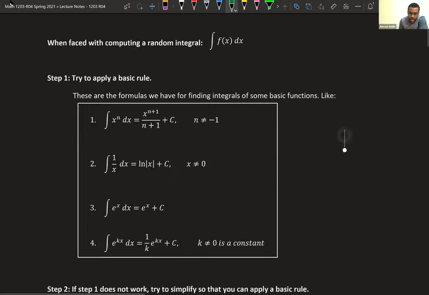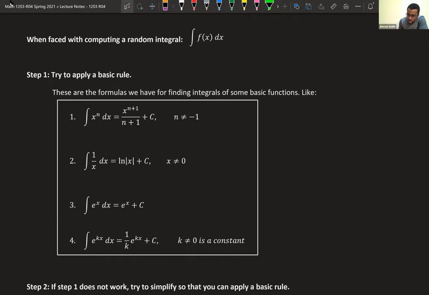So you want to try to apply a basic rule, right? An example of that: let's say you have the integral of x to the fifth. Well, you could just realize that that's rule one, and so you can just add one to the power, divide by the new power plus c, right?